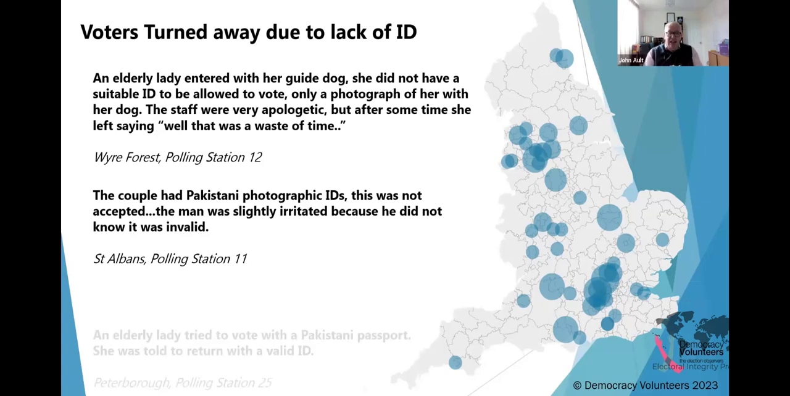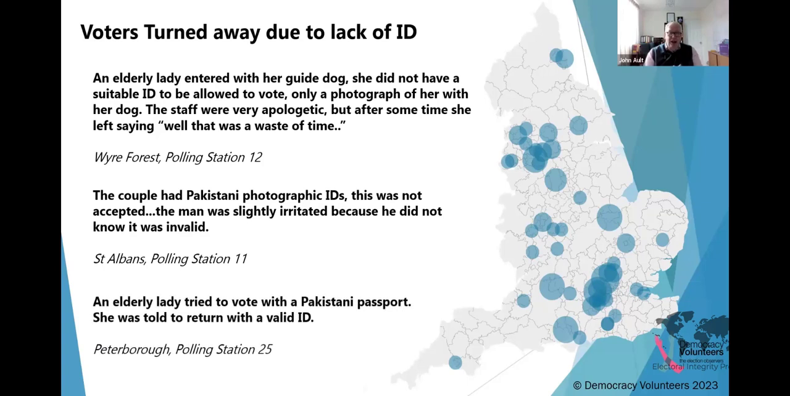If they'd looked at their notes and at the guidance from the Electoral Commission, they would know that the passport is valid. And another lady in Peterborough tried to vote with a Pakistani passport and was told it was not valid. So there are three cases there, one of whom is someone with a disability, and two people from ethnic minorities, who were excluded because of this policy.